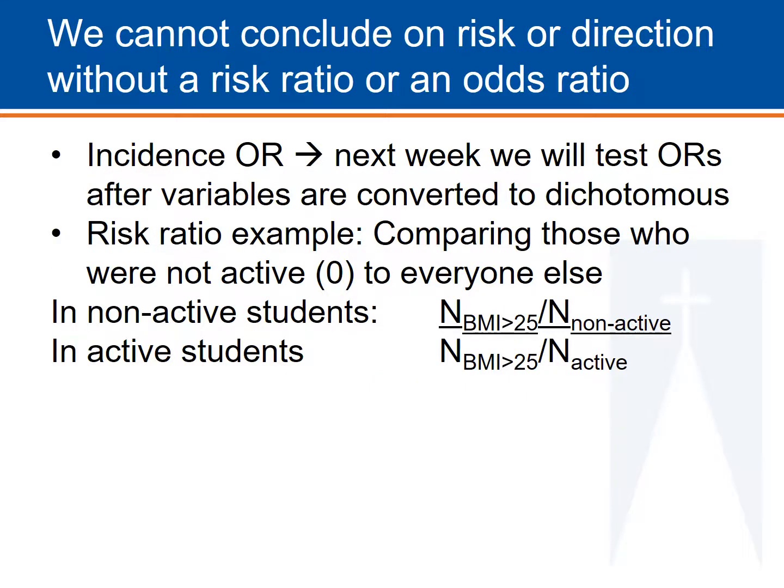Here you are using longitudinal data, but you don't yet have the information you need to calculate a risk ratio. We have an exposure measured 20 years before the outcome, but to get a true risk ratio, we would need to know how many developed the condition, in this case BMI greater than 25, and the exposed versus non-exposed. What is the risk of overweight obesity in students who were inactive compared to those who were active?